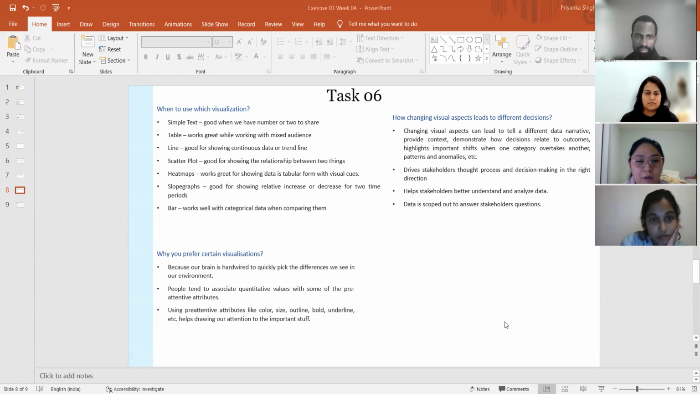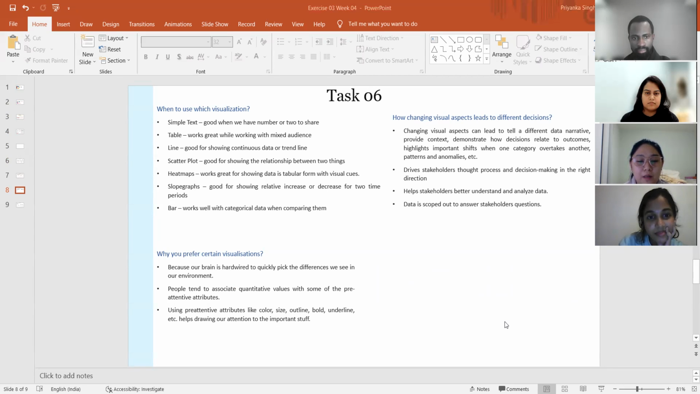It's good when we have a number or two to share, and a table is great when working with a mixed audience, a line for showing continuous data or trend, a scatter plot for showing the relationship between two things, a heat map for showing data in tabular form with visual cues, a slope graph for showing relative increase or decrease over two time periods, and the last one is bar, which works great with categorical data when comparing them.